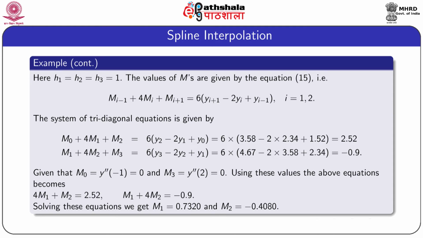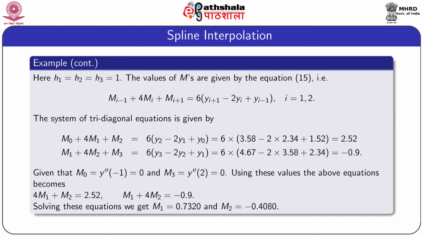So, the system of tridiagonal equations is given by, for i equal to 1, first equation is m0 plus 4m1 plus m2, which is equal to 6 into (y2 minus 2y1 plus y0), and by using the values of y0, y1 and y2, the right hand side becomes 2.52. And for i equal to 2, the second equation is m1 plus 4m2 plus m3, which is equal to 6 into (y3 minus 2y2 plus y1), and this is equal to minus 0.9 by substituting the values of y1, y2 and y3.